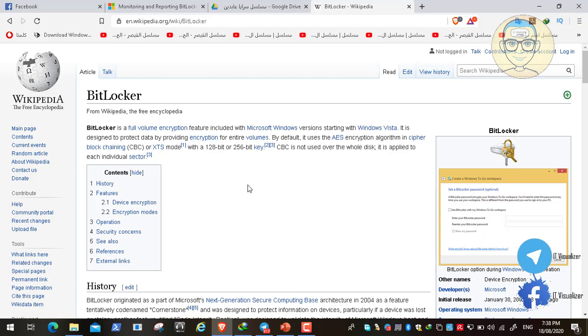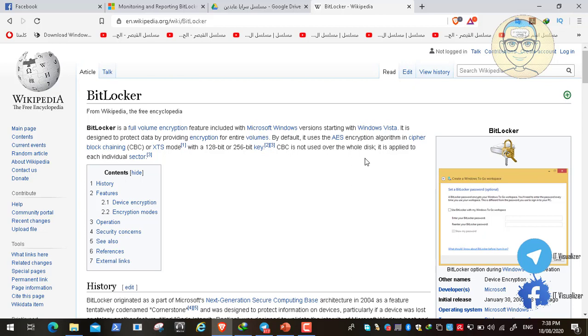So if you have, for example, two partitions C and D, we'll use BitLocker to encrypt the C partition and the D partition, and the encryption key will be with the user or with the administrator. The encryption key is a very strong one, something like 128 bit or 256 bit. BitLocker uses something called the AES encryption algorithm. This is a very strong way of encryption.